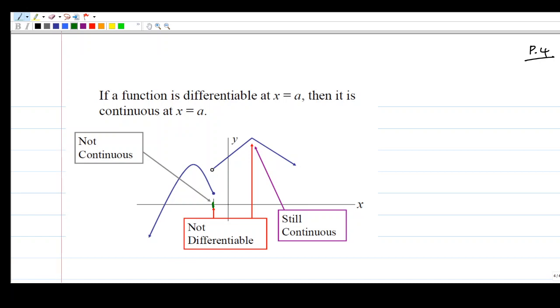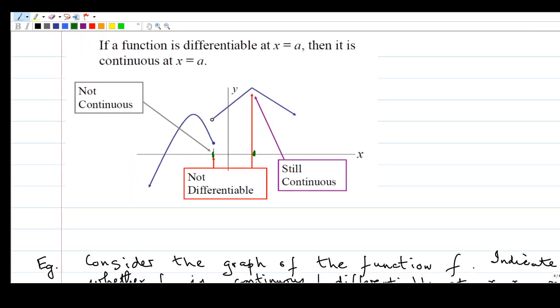Now, if you look at this value of x, the input, you can see that the function is continuous, but there is a sharp turn. There's like an inverted V there, right? So although the function is still continuous, it is not differentiable.